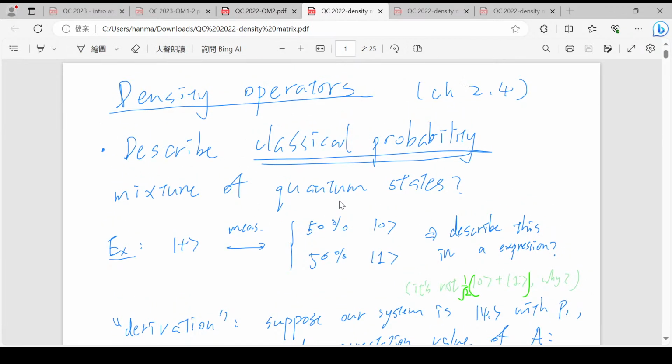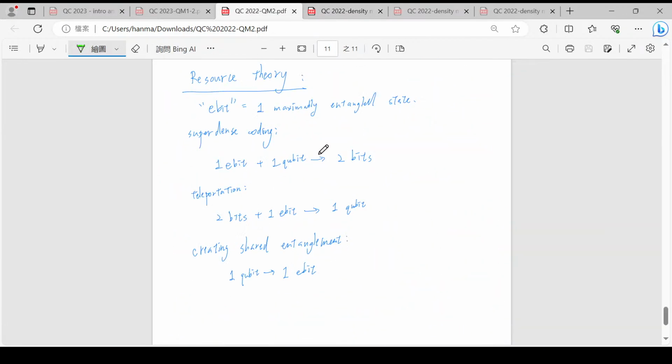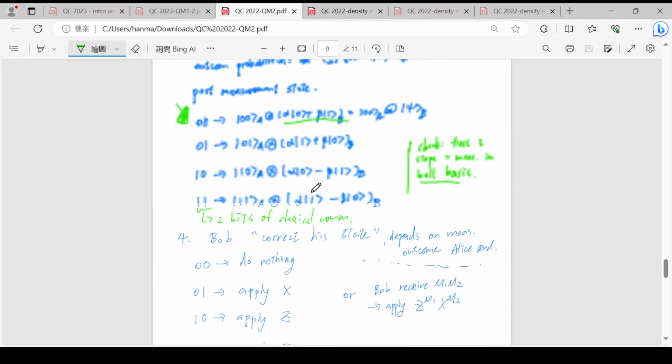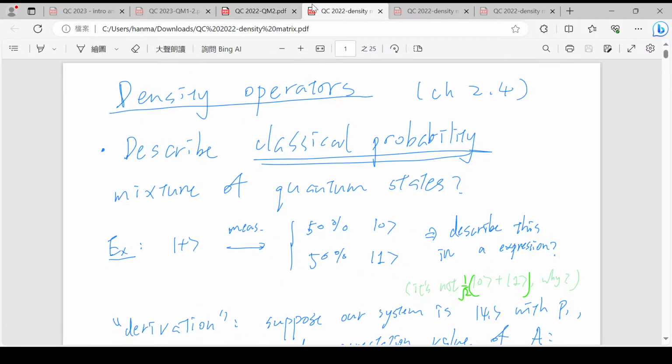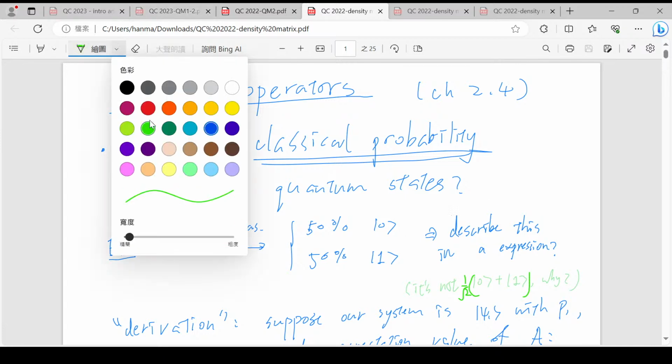Okay, so what do density matrices want to do? We want to describe this kind of state. Maybe think about this kind of state of Bob's. How do we describe a state that has some probability of 4 different states? In physics terms, this is what we call an ensemble.